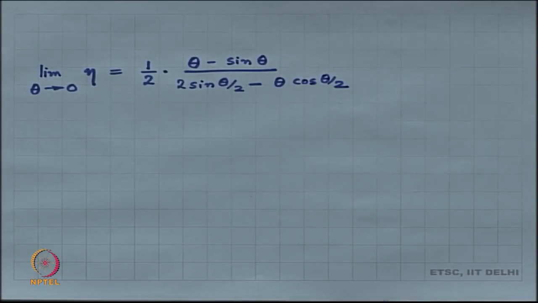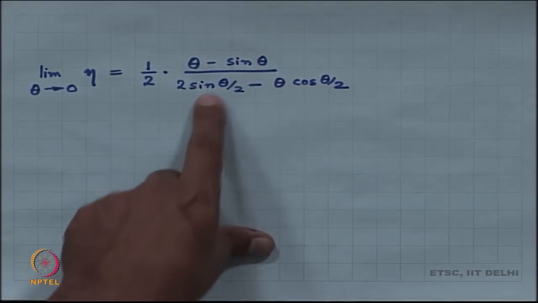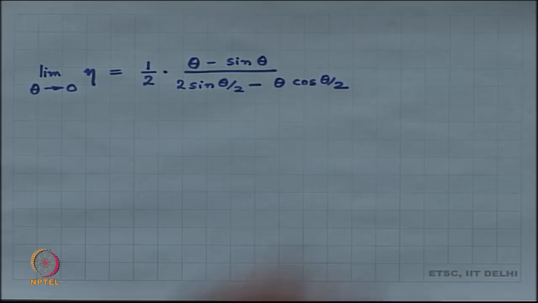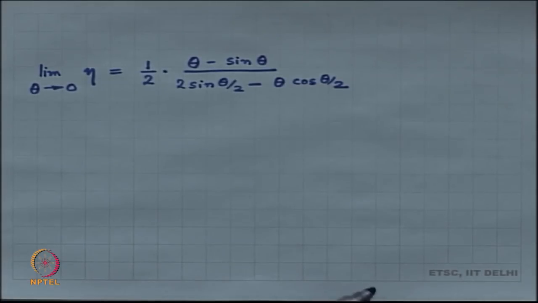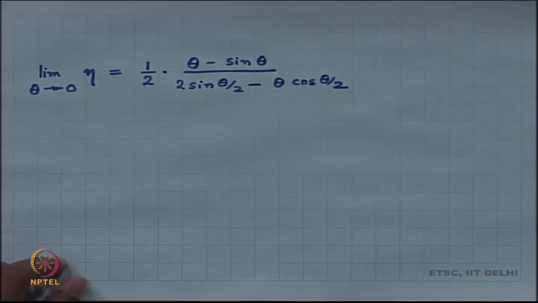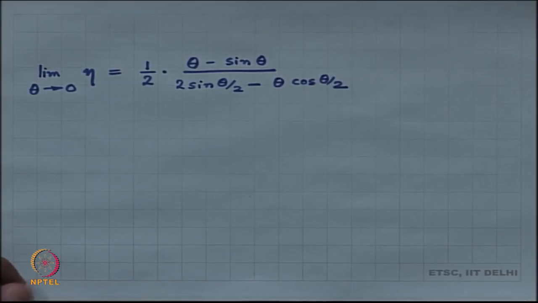You can double check. If you plug in theta equal to 0, this is 0 by 0. So, you still have 0 by 0, and then we will do a limit. How do you do a limit when there is a 0 by 0? You take the derivative of both numerator and denominator, your L'Hopital's rule.